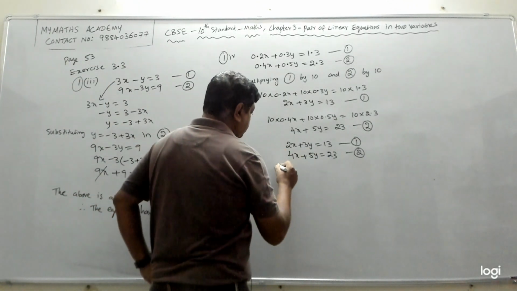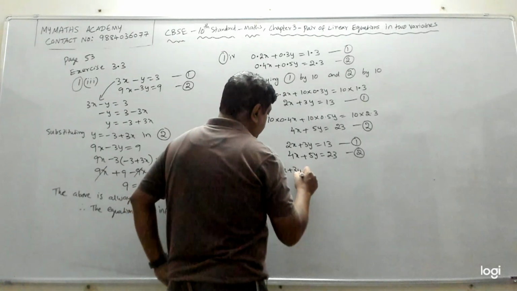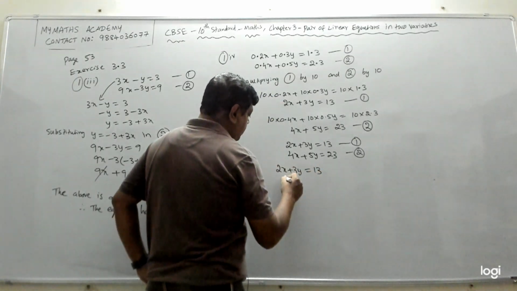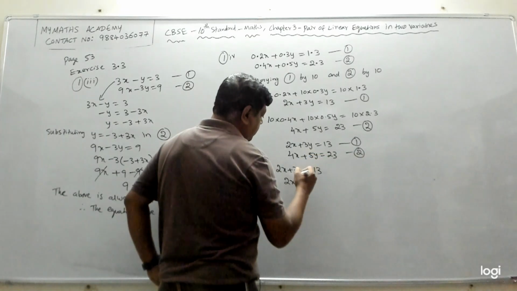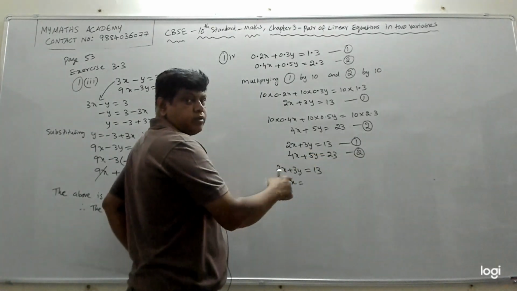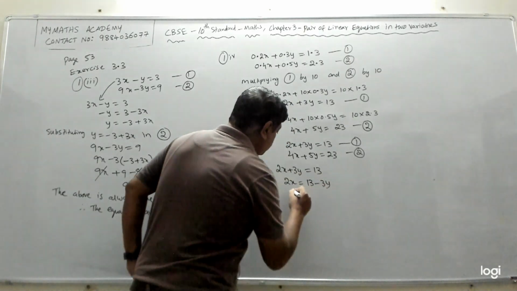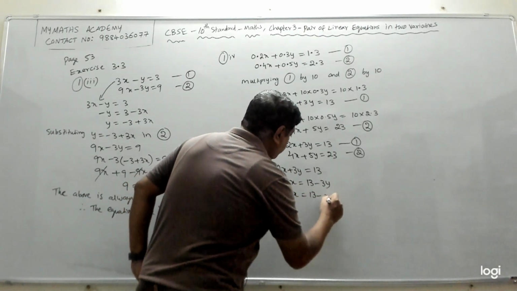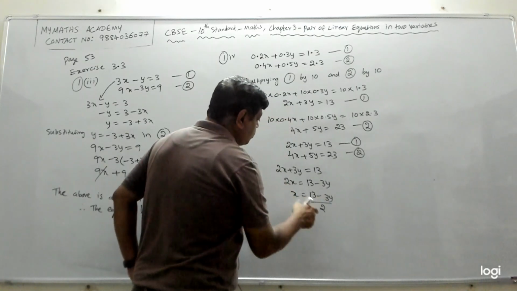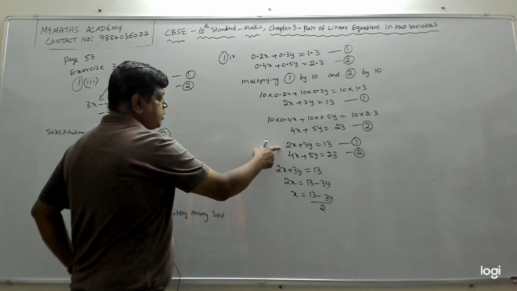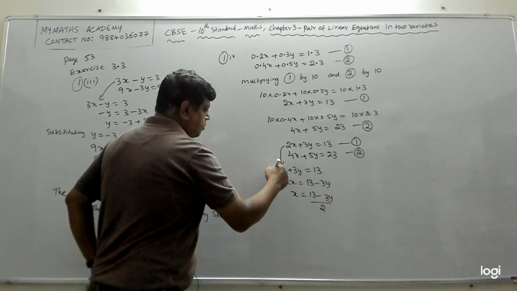I'll take the first equation. So 2x plus 3y equal to 13. Now we should keep x alone here, move everything to the other side. You can keep y also or x also, doesn't matter. So y goes here, it will become 13 minus 3y. So my x becomes 13 minus 3y by 2. This 2 comes here. So from the first equation, we got this.